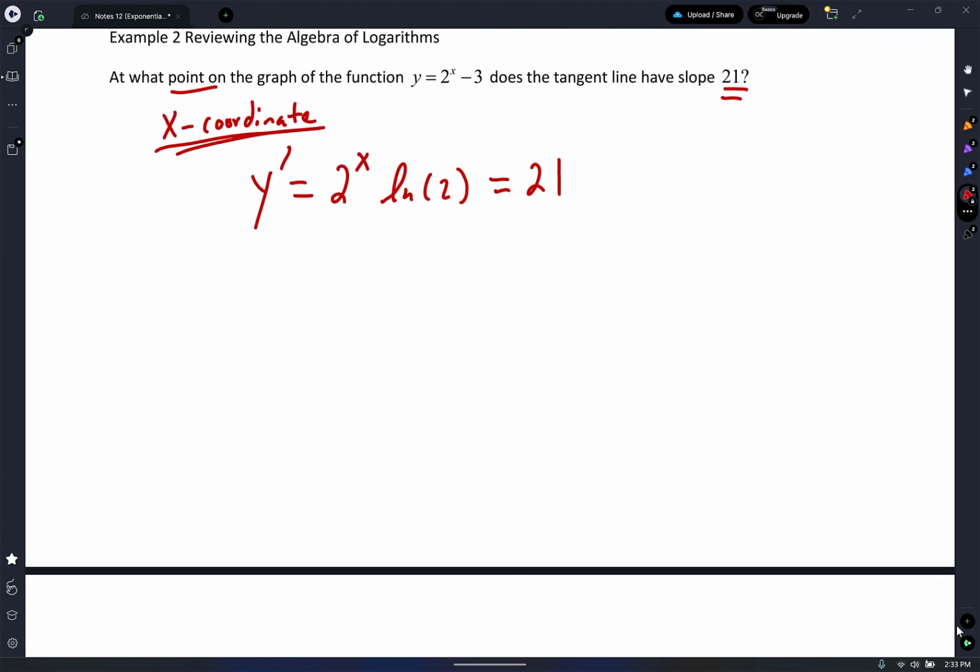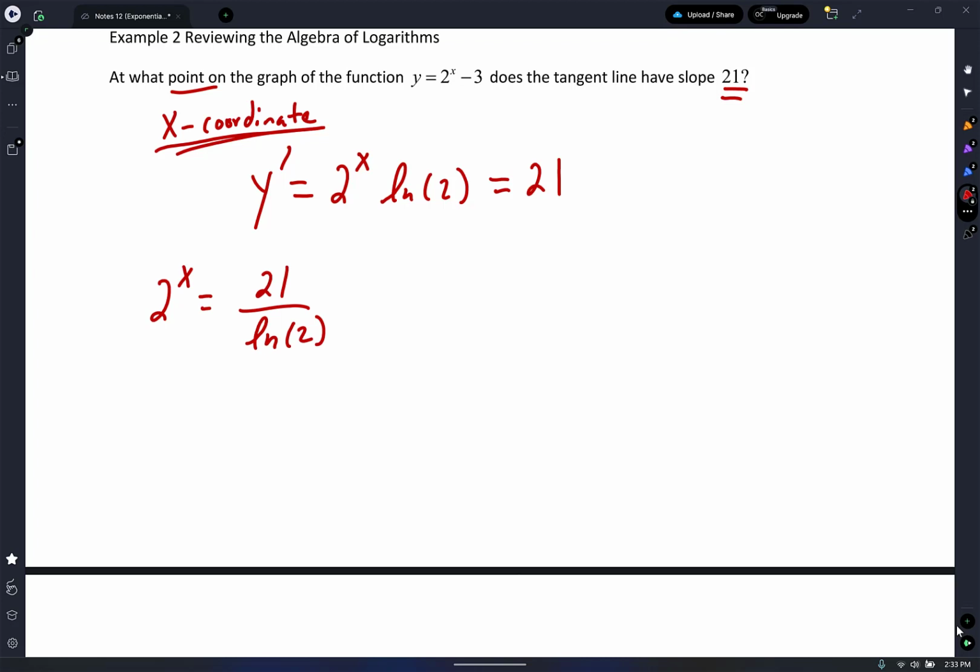Yes, Wilson. Oh no. I'm gonna solve for x. So I'm gonna divide by ln of 2. So 2 to the power x equals 21 divided by ln of 2. Is everyone okay with that?